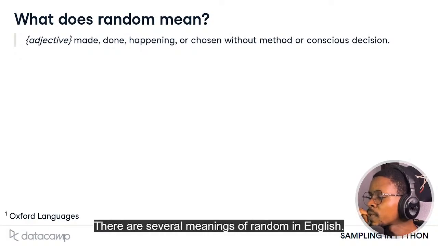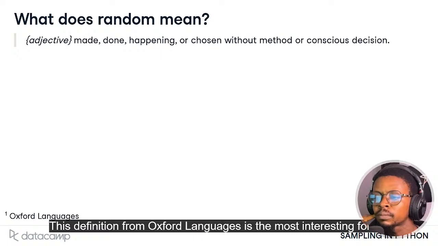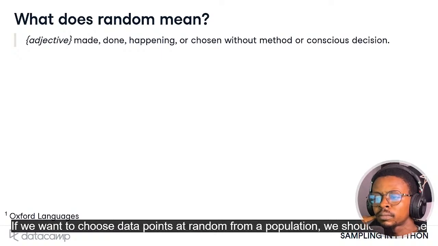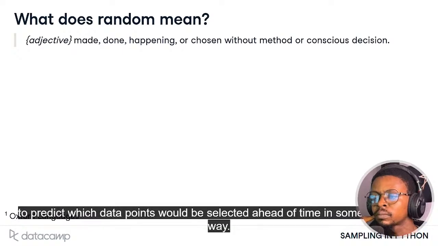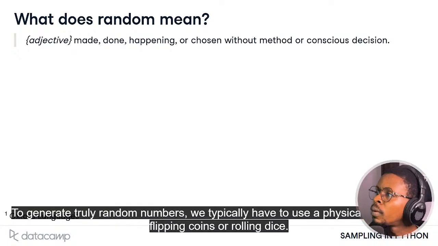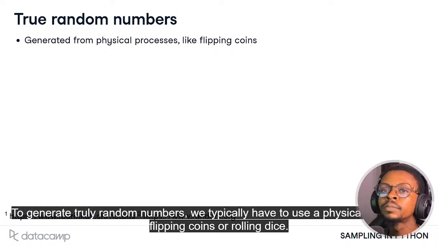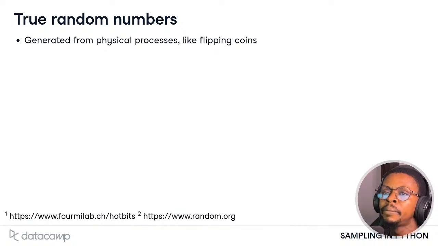There are several meanings of random in English. This definition from Oxford Languages is the most interesting for us. If we want to choose data points at random from a population, we shouldn't be able to predict which data points would be selected ahead of time in some systematic way. To generate truly random numbers, we typically have to use a physical process, like flipping coins or rolling dice.